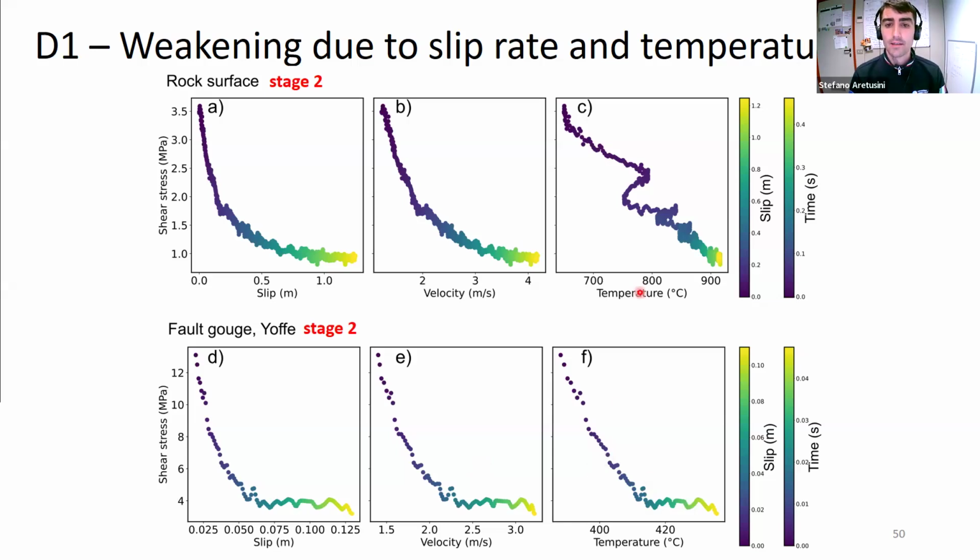This direct relationship between the decrease of shear stress and temperature was only possible thanks to a continuous temperature measurement. And so this is really what I think is a really strong point about having a continuous temperature measurement during the experiments.